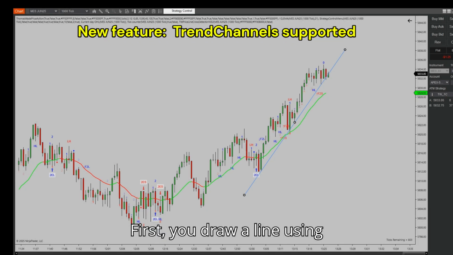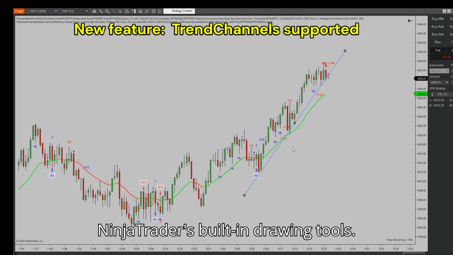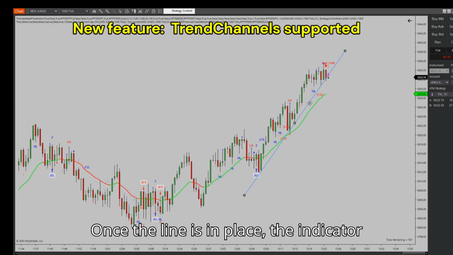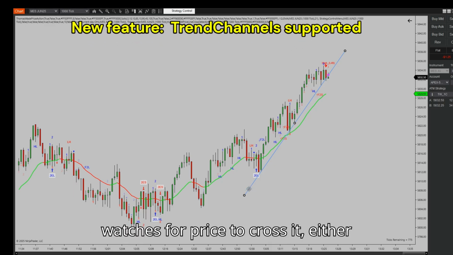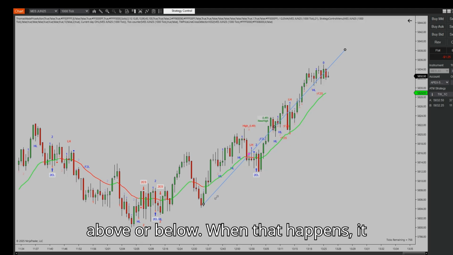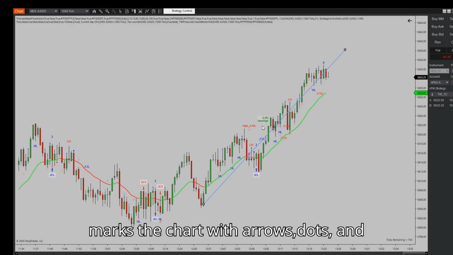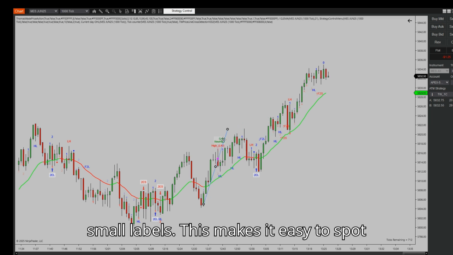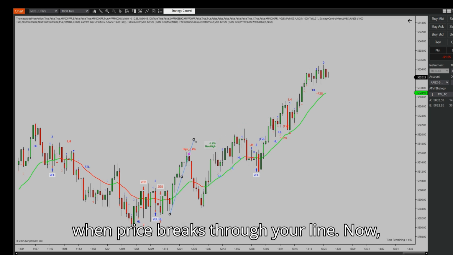First, you draw a line using NinjaTrader's built-in drawing tools. Once the line is in place, the indicator watches for price to cross it, either above or below. When that happens, it marks the chart with arrows, dots, and small labels. This makes it easy to spot when price breaks through your line.